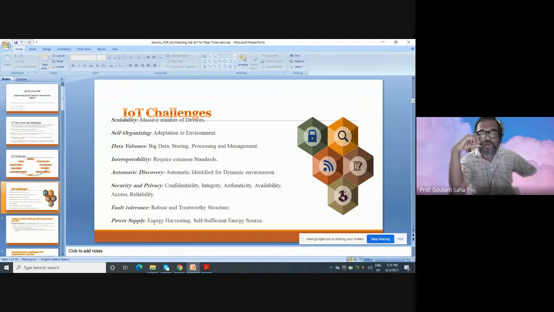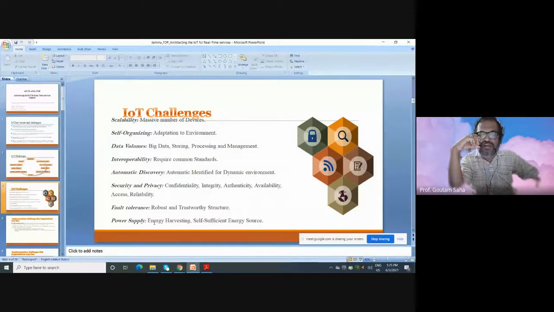Automatic discovery. Automatic discovery means if you are using it in a smart city, and some new car has come from Lucknow to Delhi, it has to be connected automatically, without any problem. If the driver is not highly educated, he cannot configure it to get connected to the Delhi IoT systems.